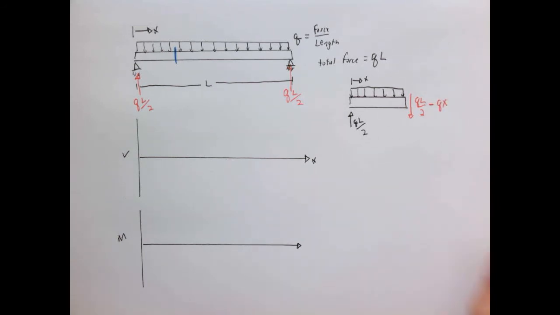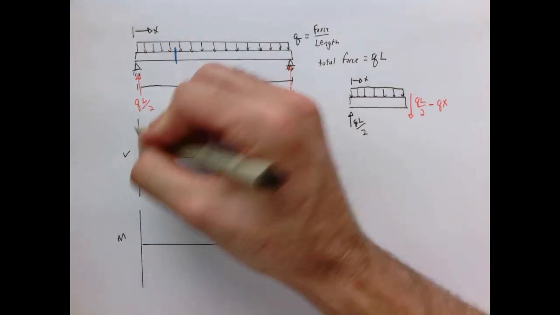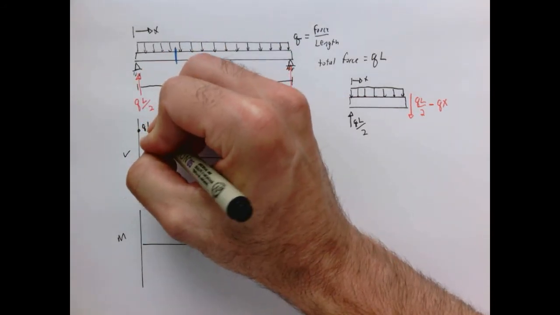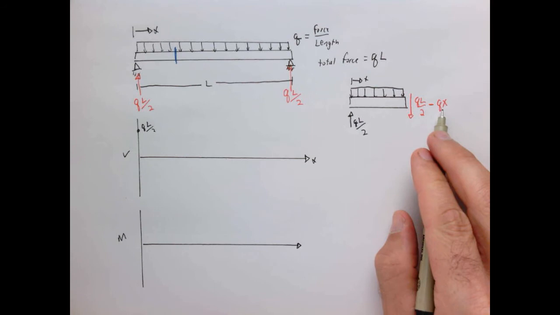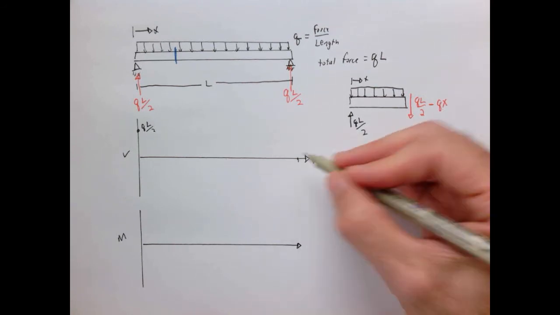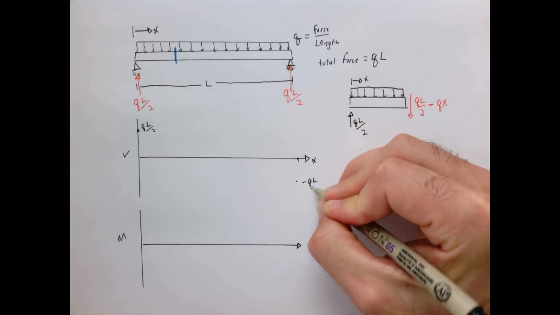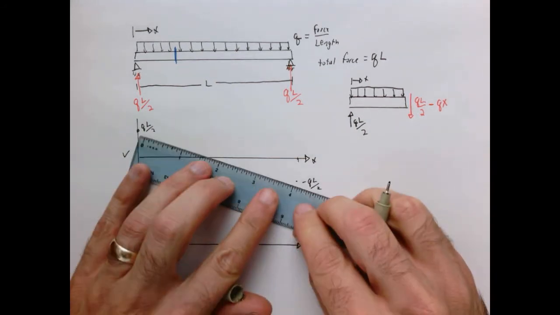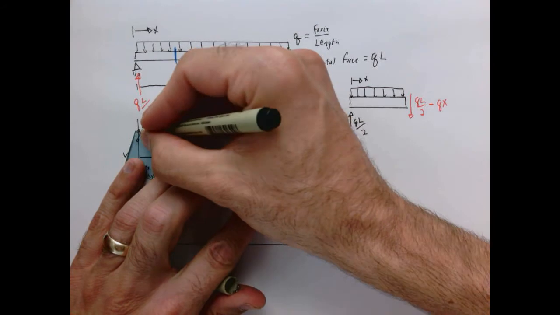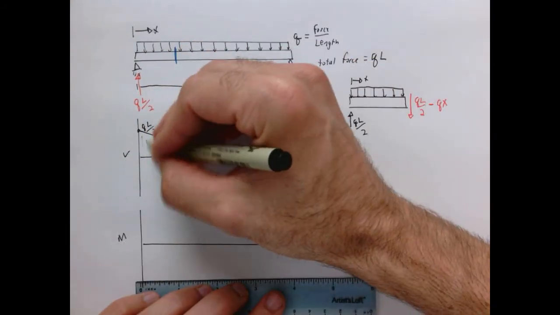So what does that mean? Well, when X is equal to 0, we've got a shear force of QL over 2. When X is equal to L, at this end of the beam, we have minus QL over 2. And what do we have in between those two points? Nothing more than a line. So there's our shear diagram.